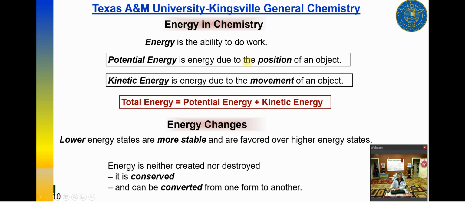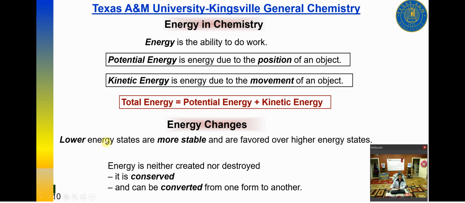Potential energy refers to the energy due to the physical position of your object. Kinetic energy is the energy due to the movement, the motion of the substance. Total energy is the sum of potential energy and kinetic energy. Your energy can be changed. However, the energy of your universe, what you are going to study and its surroundings, must be a constant value. This is called the energy conservation law.